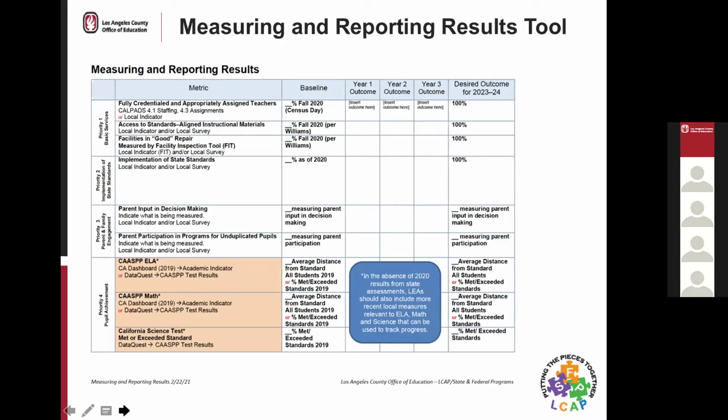So here is a screenshot of a measuring and reporting results tool that is available to support LEAs with the measuring and reporting results section of the LCAP. And thank you to Evan for updating this resource for us. This tool includes the required metrics for each of the state priorities and also identifies the data source for each required metric. Next slide, please.